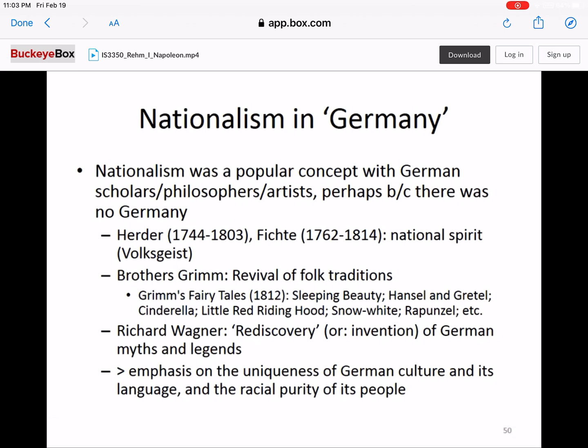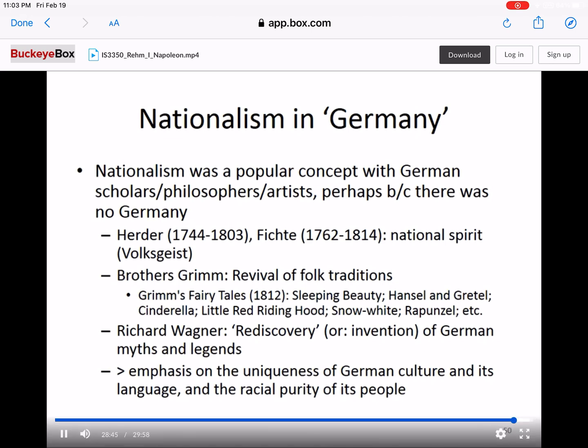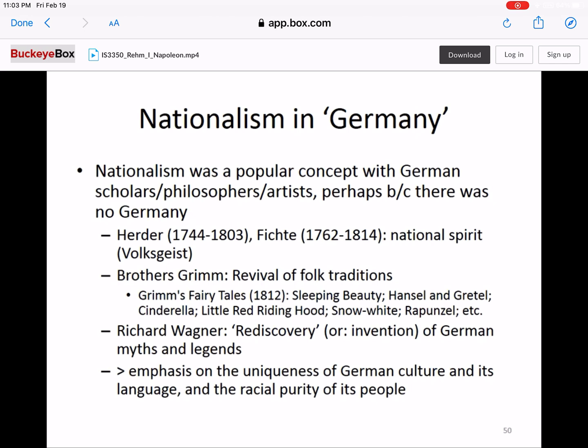It starts out pretty progressive, if you want to put it that way. Important German philosophers use the idea of a national spirit, or Volksgeist. The brothers Grimm, that you know from some fairy tales, try to collect and do collect stories in the German language, or translate them into the German language, to revive folk traditions. In music, we have Richard Wagner, who rediscovers or invents all sorts of myths and legends about Germany and Germans and how they're superior to other nations and races.